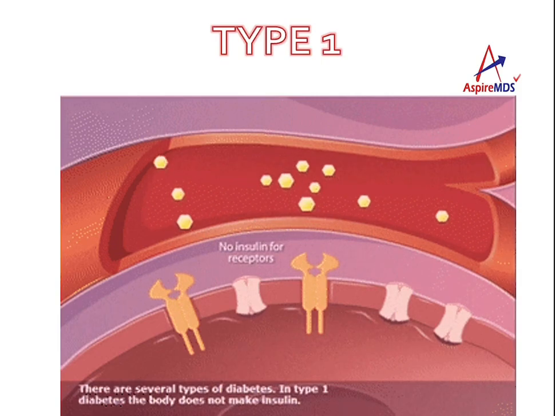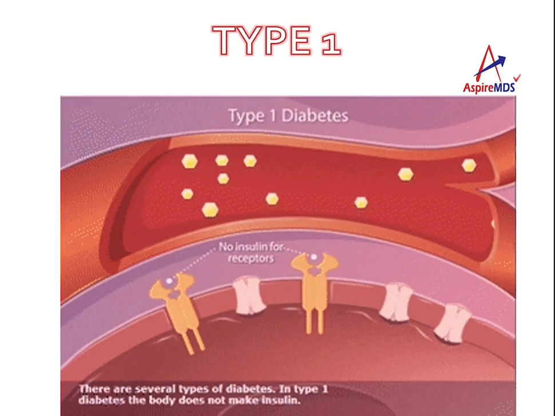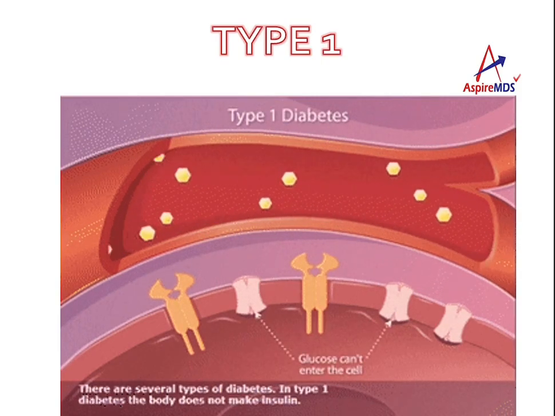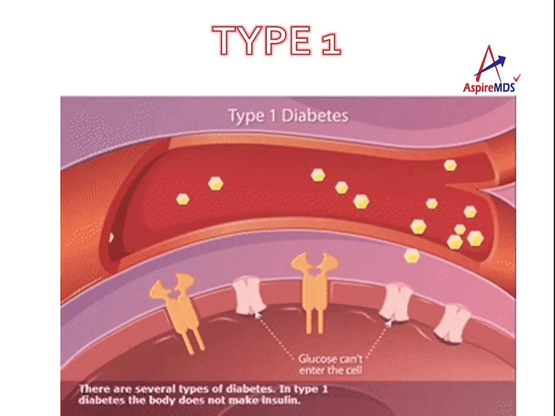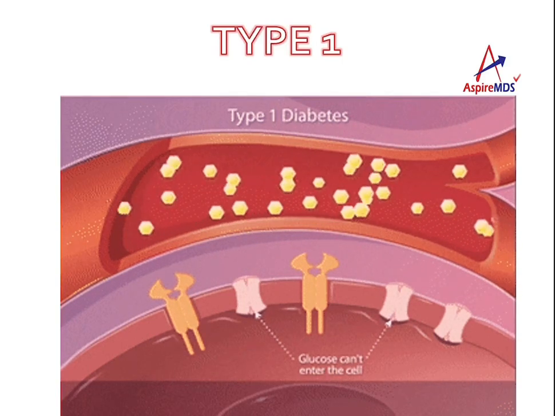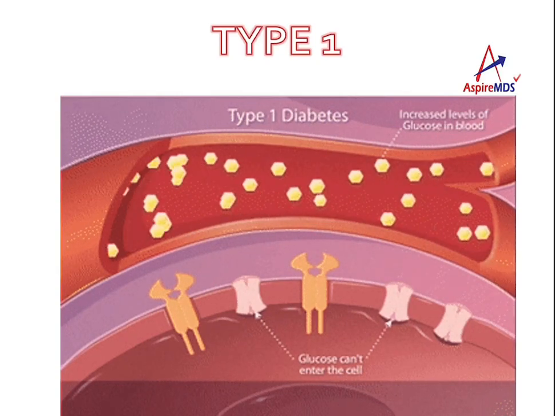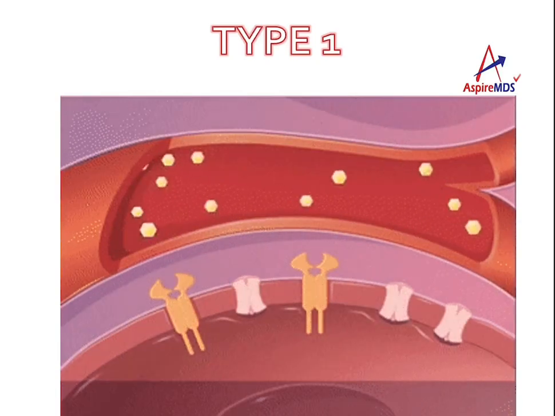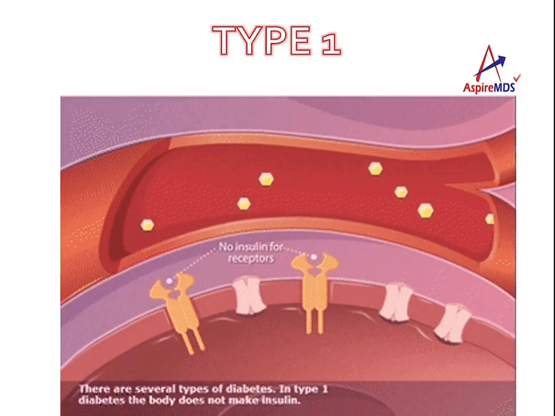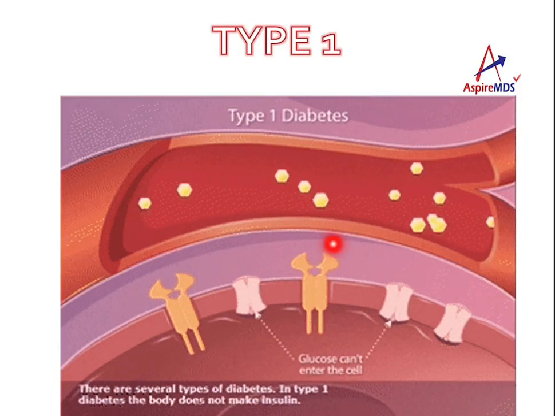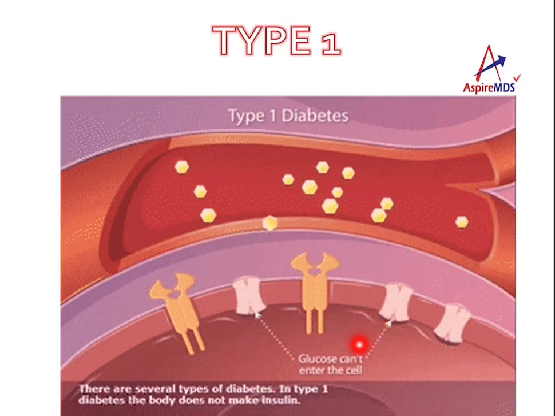In type 1 diabetes, the beta cells are destroyed by the immune system by mistake. The reason is unclear yet, but genetic factors play a major role. Insulin production is reduced, less insulin binds to its receptors on the target cells, and less glucose is taken into the cells, and hence more glucose stays in the blood.